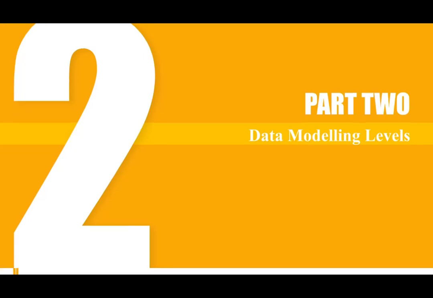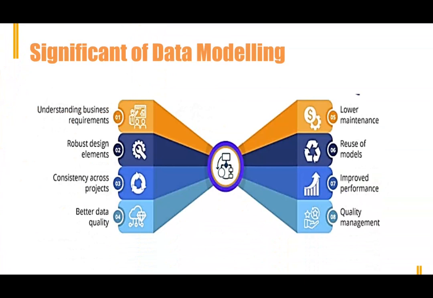A data model would have different levels, mainly the conceptual level, the logical, and then the physical level. So, data modeling levels. This is the second part of our lecture, when we are going to talk about these 3 levels that I just mentioned with more examples. But before we go ahead, I want you to think this way. Why do we need data modeling? Why is it significant? Why is it such a big issue?